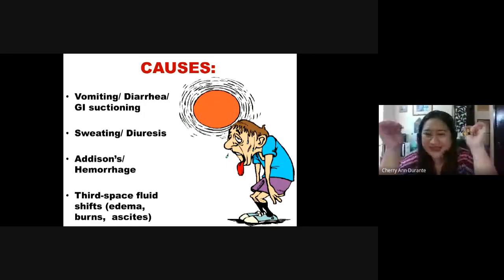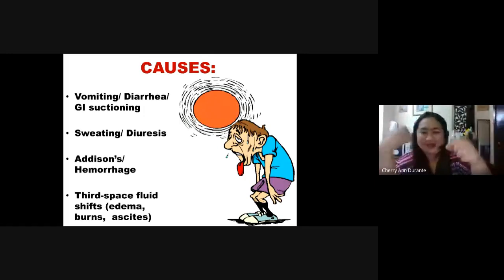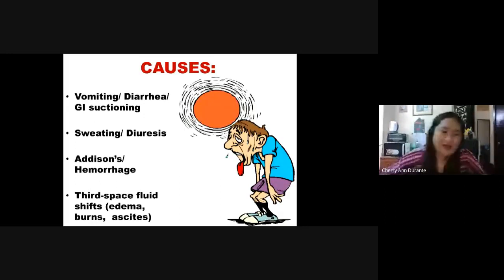So that's your ascites, no? And then you will see it kasi makikita mo lalaki yung kanyang tiyan. Okay? So we measure that using your tape measure for your abdominal girth. Okay, so that is your ascites.